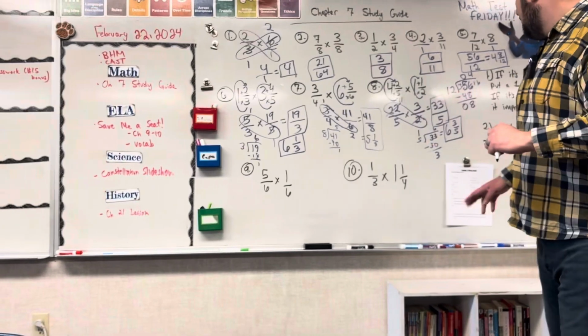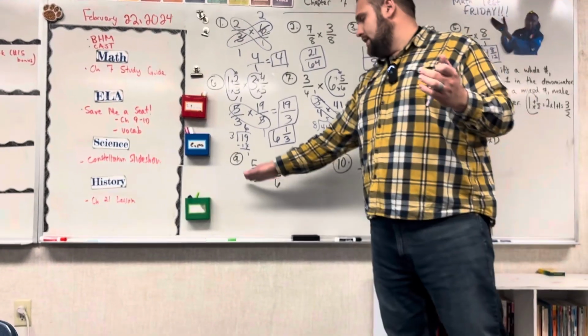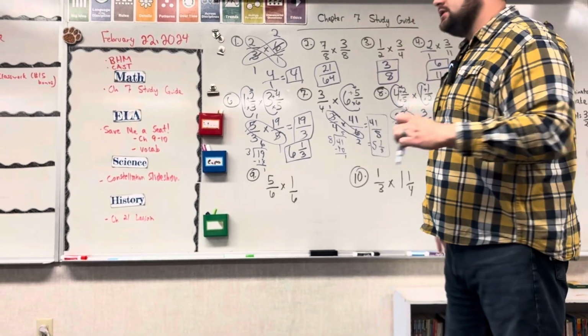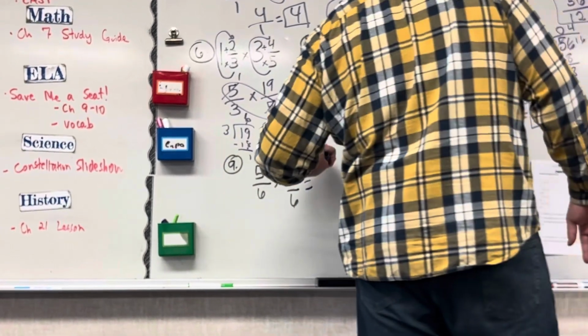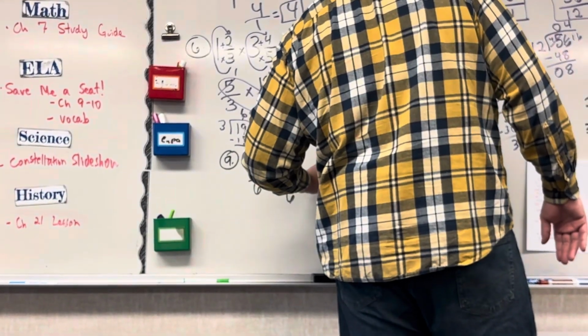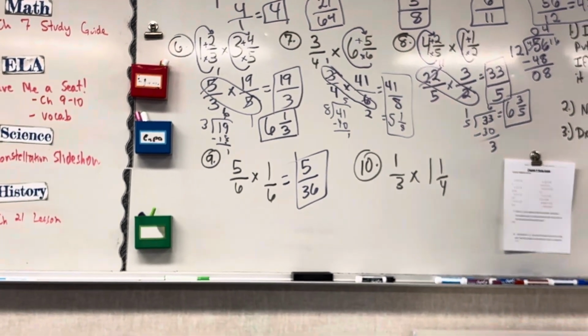All right. Number 9 is a word problem, but we know we're multiplying fractions, so hopefully you realize it's 5 over 6 times 1 over 6. There's nothing I can take out. I just got to multiply. 5 times 1, which is 5. 6 times 6, which is 36. And that's your final answer. Number 9 is much more simpler than you think it is.